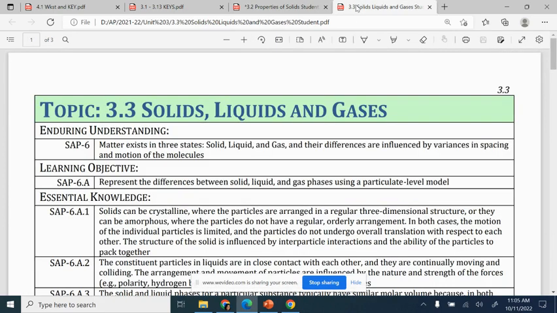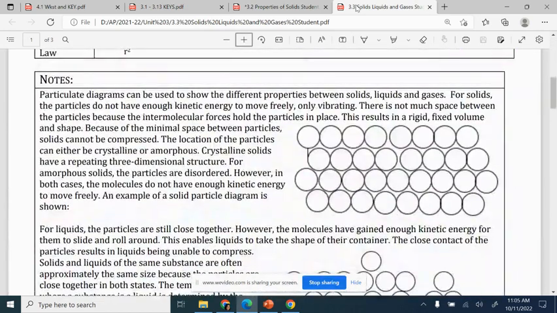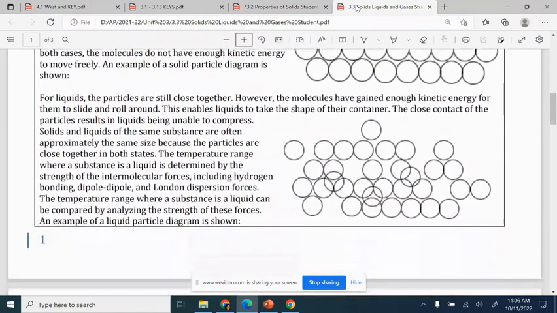3.3. Solids, liquids, gases. Particulate diagrams are pretty common to see discussing these. When you have a crystalline solid, they typically are arranged such that there's a repeating pattern here. And typically there's not space between these particles. So this is what a solid would look like.